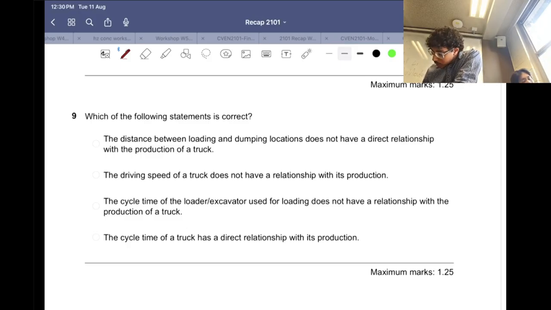The driving speed of a truck does not have a relationship with its production. It does. The faster you get to the place means you can produce more stuff faster. Kind of makes sense. Last one is the cycle time of a truck has a direct relationship with its production. Oh, I kind of skipped one, sorry. The cycle time of a loader and excavator used for loading does not have a relationship with the production of a truck. It does. The faster you fill up a truck, obviously, the faster you're going to move and the better you're going to produce stuff. So that's wrong as well. So yeah, the last one's correct. I feel like this question you can do without knowing the course at all. It's kind of given.